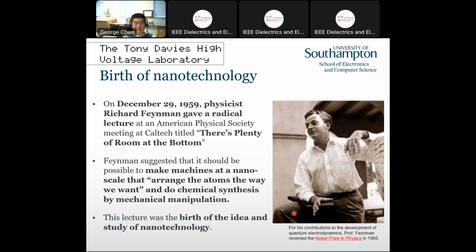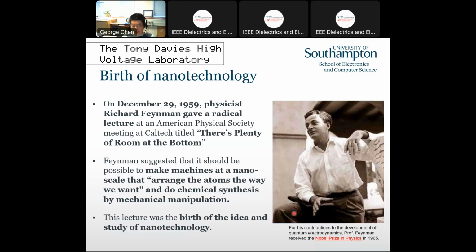At that meeting, Feynman suggested it should be possible to make machines at a nanoscale that arrange atoms the way we want, and also do chemical synthesis by mechanical manipulation. Looking back, we have achieved a lot of this, and probably even gone beyond already. This lecture was widely regarded as the birth of the idea and the study of nanotechnology. Of course, Professor Feynman is very famous, and he received a Nobel Prize in 1965 for his contribution to quantum electrodynamics.